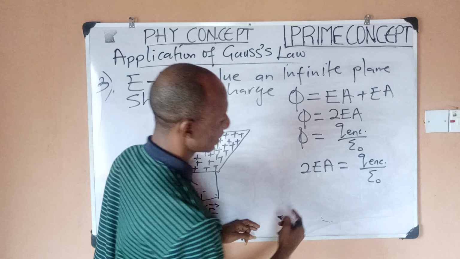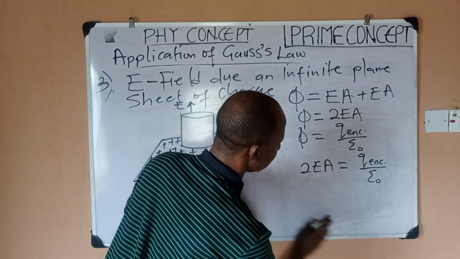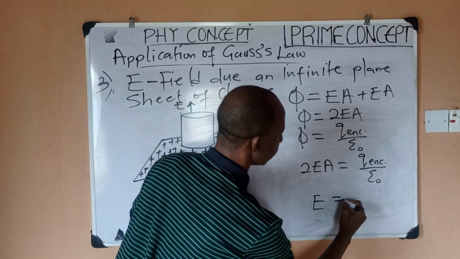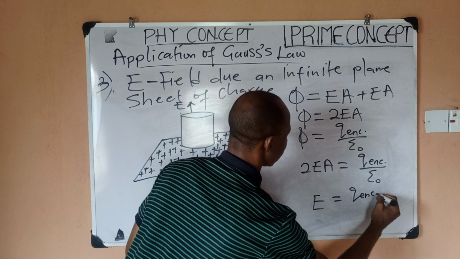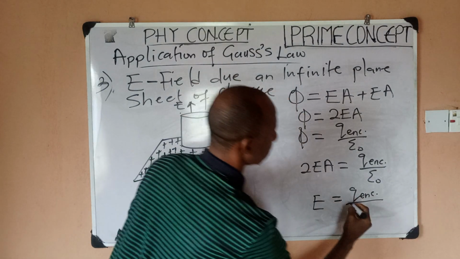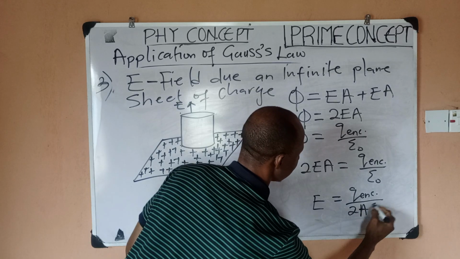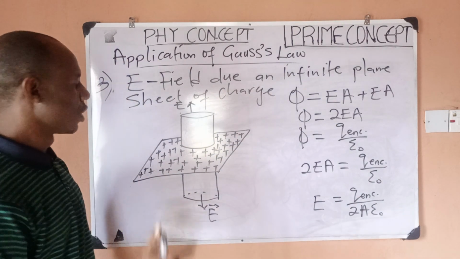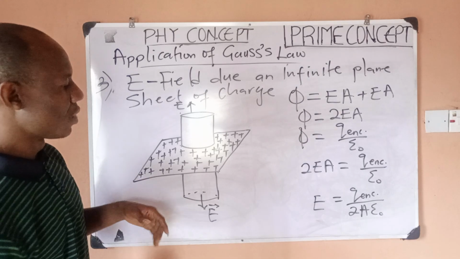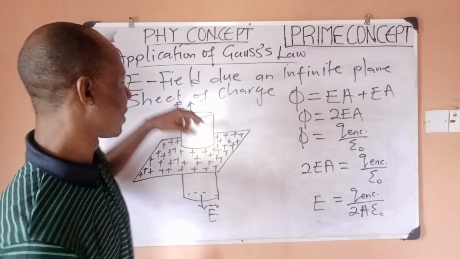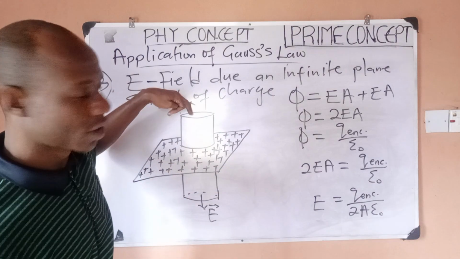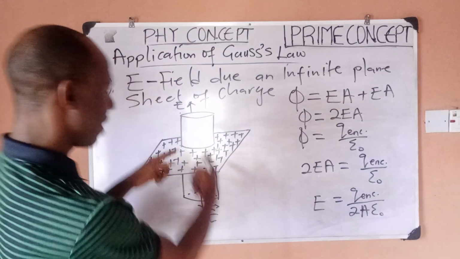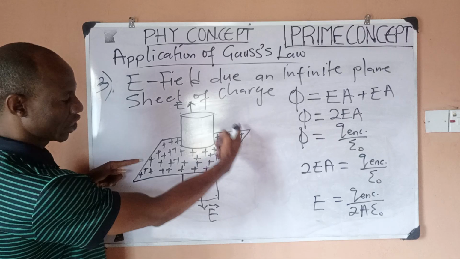So if I do that, I would have that E is going to be charge enclosed divided by what now? 2A epsilon naught, right? Now, but we are not done. If you notice, we are looking at a cross section, right? So we're going to still change this charge enclosed because we have an infinite plane sheet.